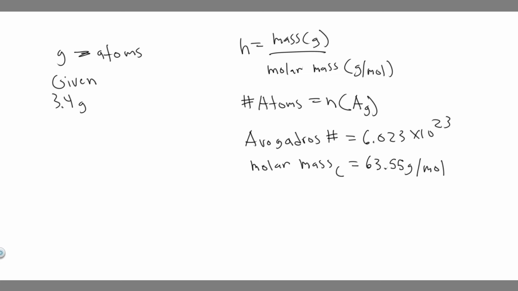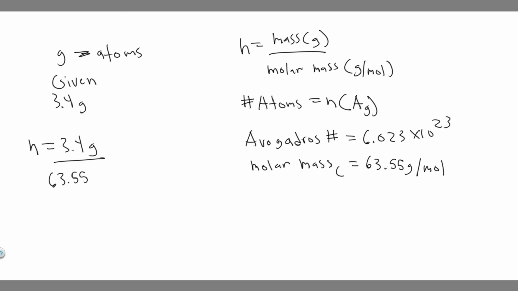Once you have that, you have n, or lowercase n, which is the number of moles. Then you multiply by Avogadro's number, which is 6.023 times 10 to the 23. That's going to give you the number of atoms. So let's go ahead and follow that process. The number of moles is equal to the mass, 3.4 grams, divided by the molar mass, which is 63.55.